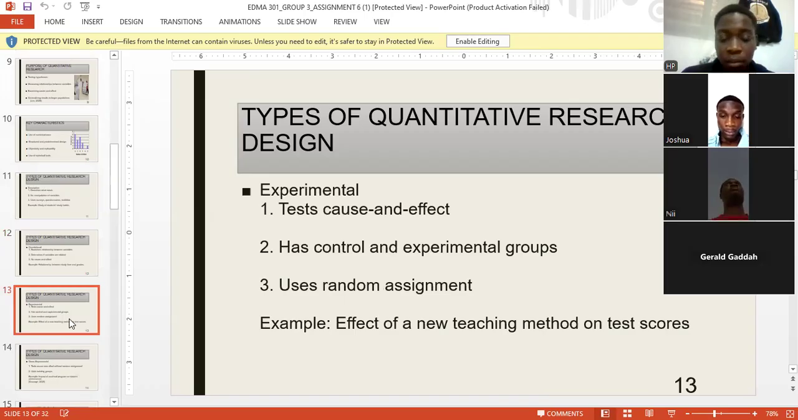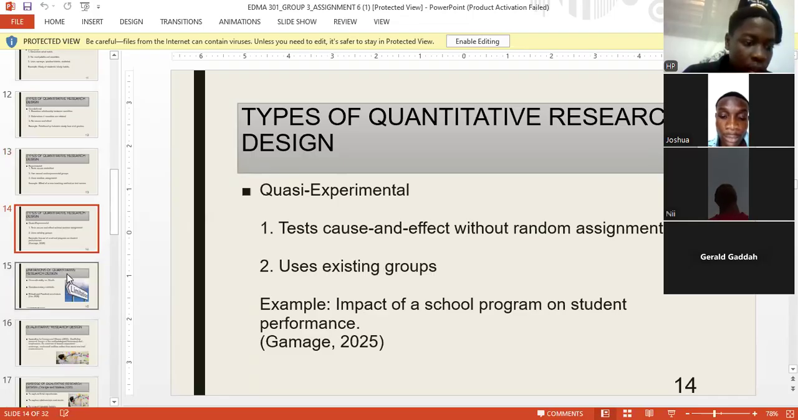Experimental talks about the characteristics of the experimental. It also tests cause and effect. It has control and experimental groups. It uses random assignment. And so most of the deductions made are made randomly. I mean, it's not like a certain target person is involved. So we want to make sure the data we collect is as accurate as possible. And so we just do random sampling and then assign randomly. An example is the effect of a new teaching method on test scores.